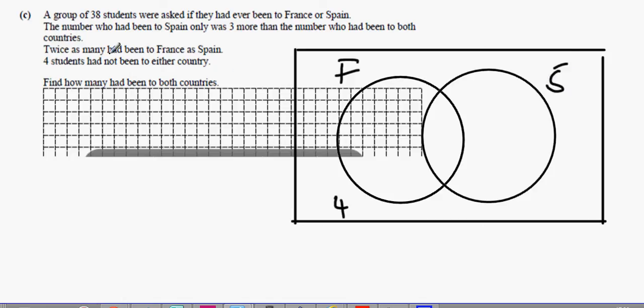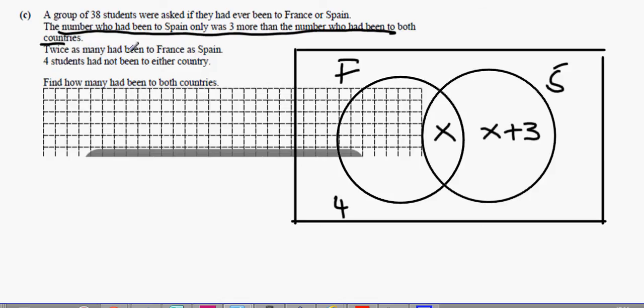A group of 38 students, so the full set has 38. They're asked if they've ever been to France or Spain. The number who had been to Spain only, so Spain only is in here, was 3 more than the number who had been to both. So let x be the number that's been in both. 3 more went to Spain only, so that'll be that same number plus 3. So that information is now finished with.